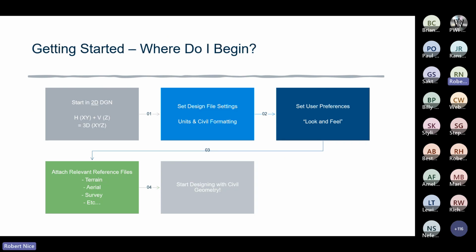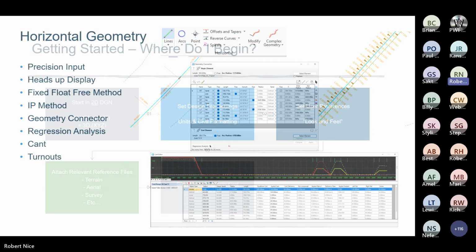So, a quick one on how we go. We start in the DGN, 2D or 3D. Design file settings will be done from the seed file, hopefully. User preferences are again pretty much on the seed file, but you can change them. All that other stuff on the top lane is really just done in the workspace. Then it's attaching a terrain, survey, whatever, and then start. If you haven't got a terrain, you just jump straight to designing with civil geometry. With the coordinate system on, you can turn on mapping and see where you are.